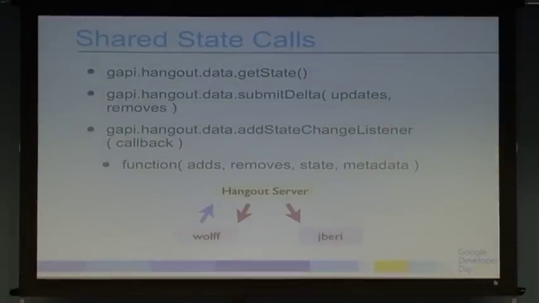The shared state call. Get state, submit deltas, add a new listener. Those are the main ones. When you do the submit delta, or when you get the callback for submit delta, we allow you to pass in updates or removes. And when you get the callback, you get what was added and what was removed. You can get the full state, so the entire blob, and then some additional metadata about what's going on in the shared state.